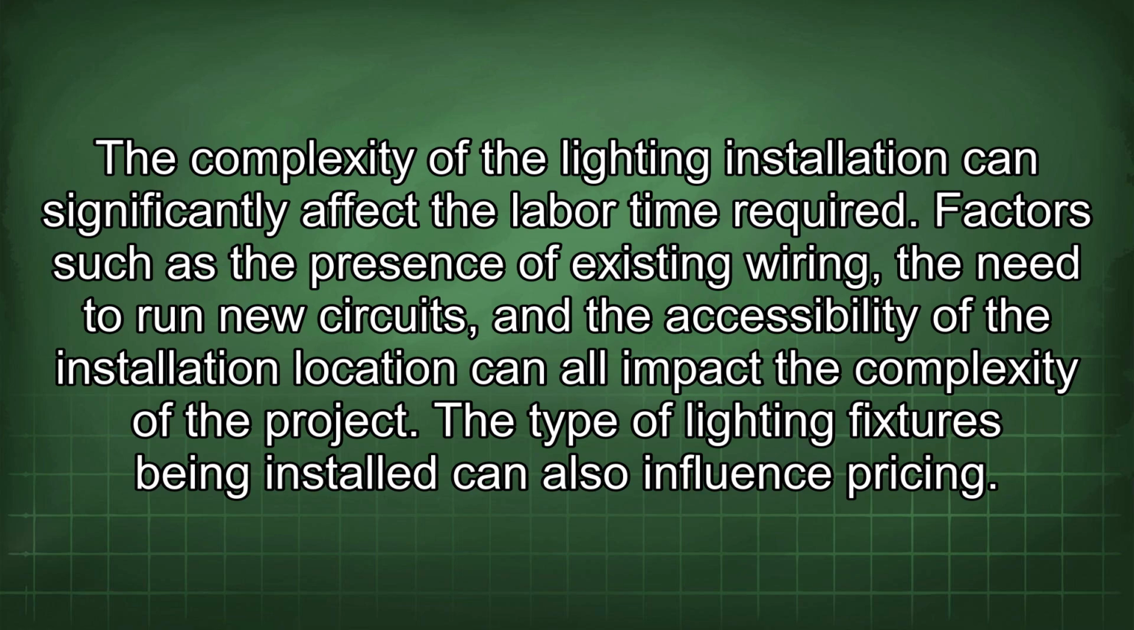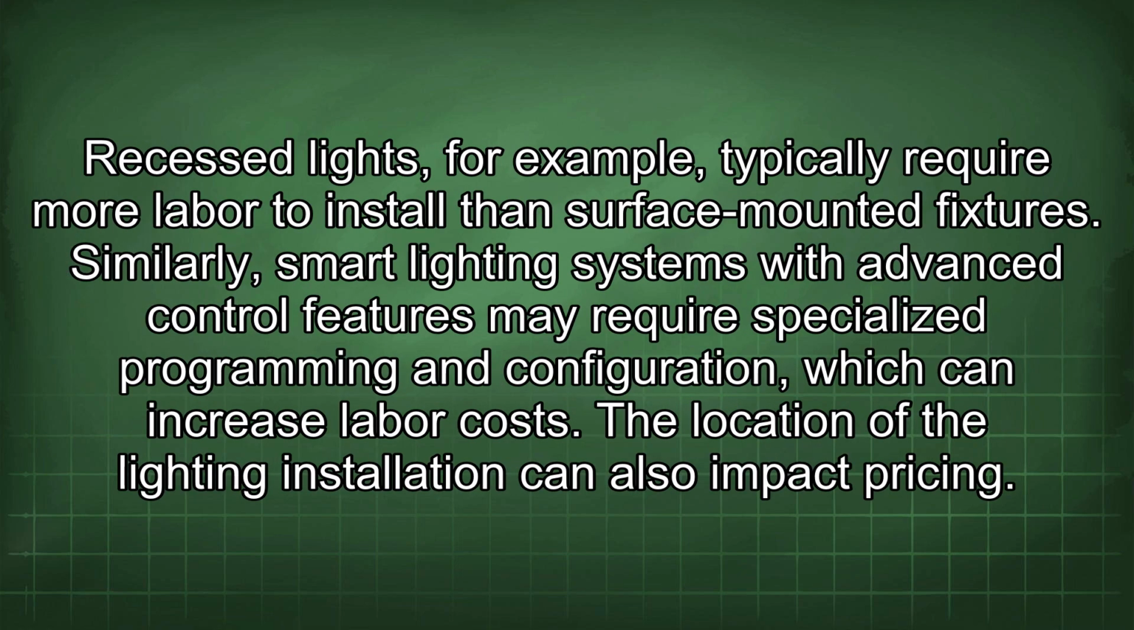The complexity of the lighting installation can significantly affect the labor time required. Factors such as the presence of existing wiring, the need to run new circuits, and the accessibility of the installation location can all impact the complexity of the project. The type of lighting fixtures being installed can also influence pricing. Recessed lights, for example, typically require more labor to install than surface-mounted fixtures. Similarly, smart lighting systems with advanced control features may require specialized programming and configuration, which can increase labor costs.